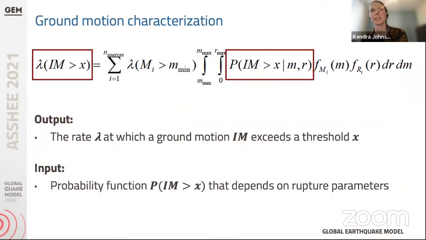The way that this manifests in the hazard integral is that inside the integral, there's the probability of an intensity metric being exceeded given a rupture. And in the output, it's the rate of these ground motion thresholds occurring. Again, we're looking at that rate just for a single site and a single site condition, as well as a single intensity measure type.